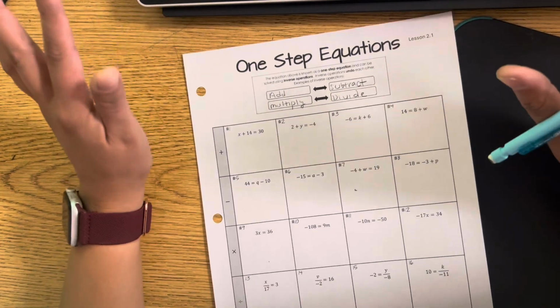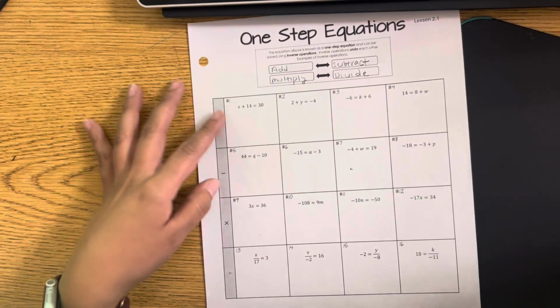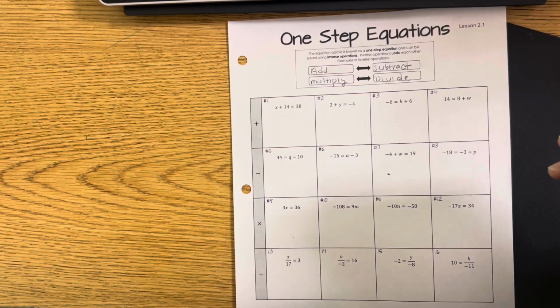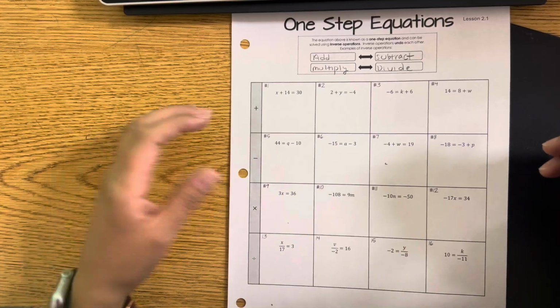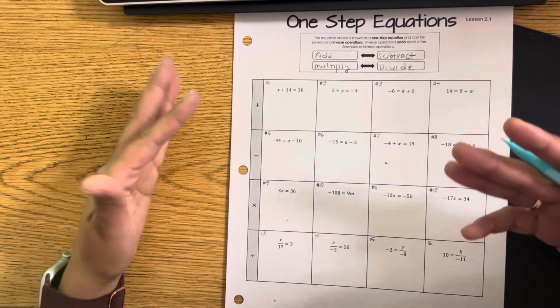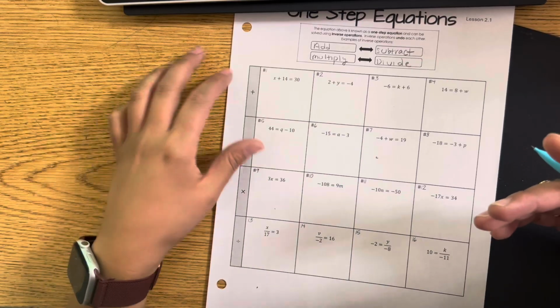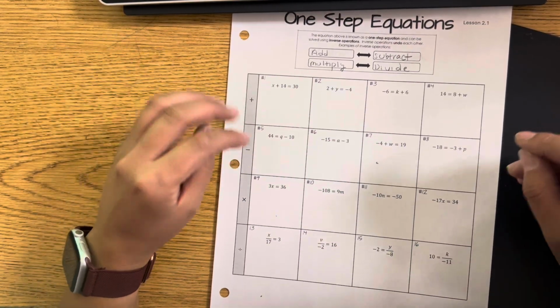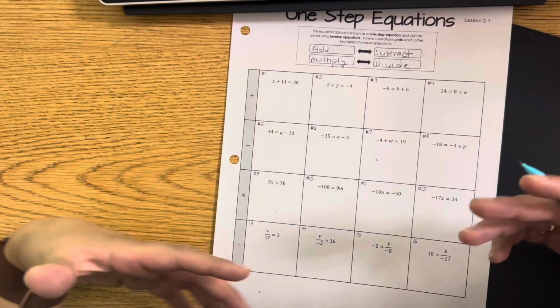Okay, so this is a kind of refresh of what you learned in 6th grade before we jump into the 7th grade skills. Last year in 6th grade, you learned how to solve equations, and you focused on one-step equations. The reason why they're called one-step equations is because there's only one operation in the problem. And so it took one step for you to solve.